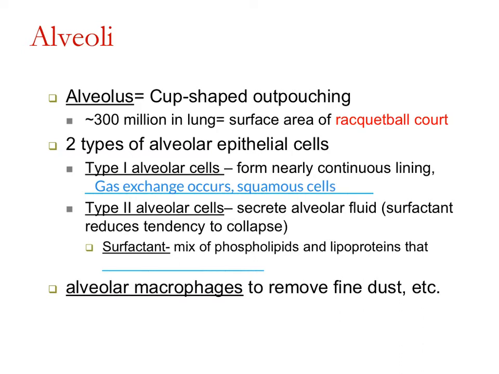Okay, these are your standard squamous cells. All right, your type 2 alveolar cells are more rare. They secrete alveolar fluid. So these alveoli only stay open if their little cup is wetted by alveolar fluid, which contains surfactant. And surfactant has to be there to reduce collapsing tendencies of these, and we'll get more into that in a few minutes. But surfactant is a mix of lipoproteins and phospholipids that reduce surface tension.